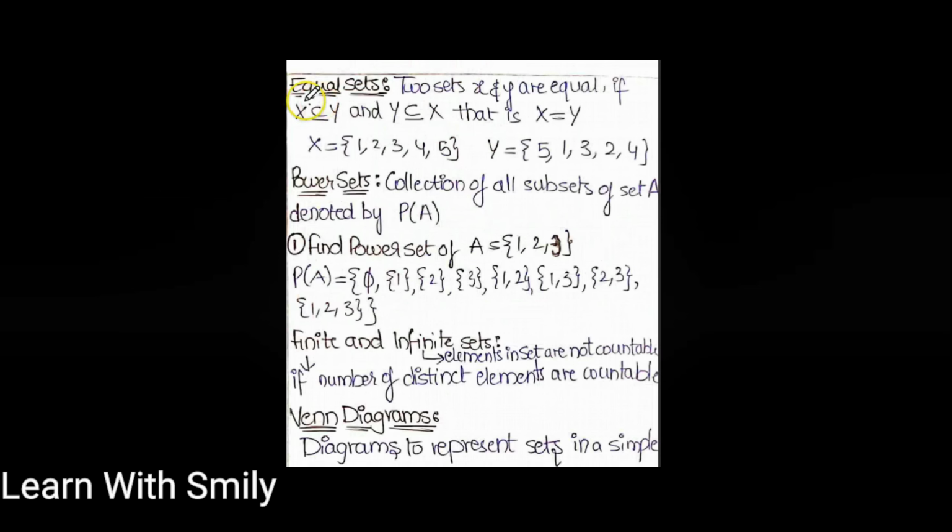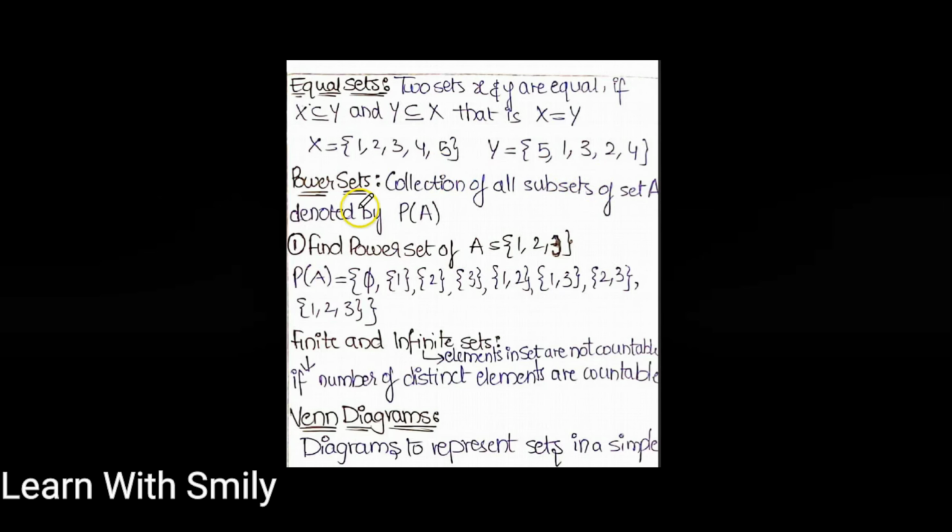Okay, now equal sets. What are equal sets? Two sets, X and Y, are equal if X is a subset of Y and Y is a subset of X. See in this example, X is a set containing 1, 2, 3, 4, 5 and Y is also a set that consists of 1, 2, 3, 4, 5, right? So these are called equal sets.